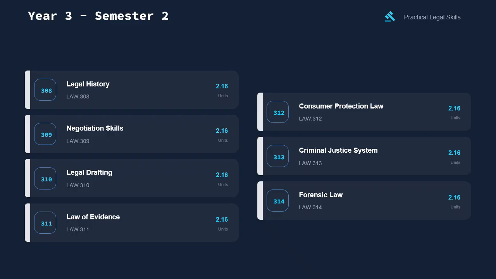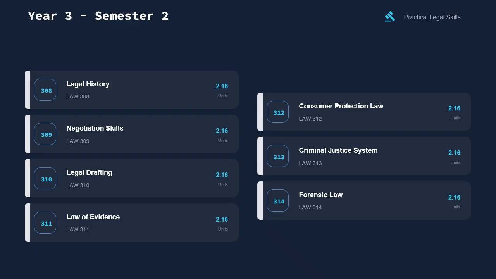3.4 Assessment methods, trial simulations, appellate briefs, and evidence motions. Assessments include trial simulations, conduct examinations with evidentiary objections. Appellate briefs, argue evidence issues on appeal. Evidence motions, draft motions in limine and Daubert challenges.